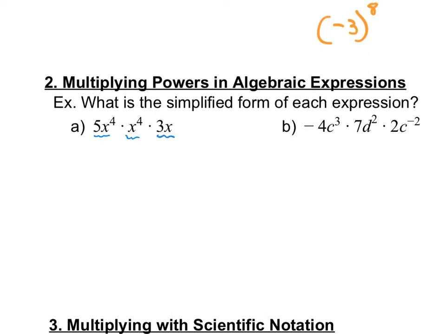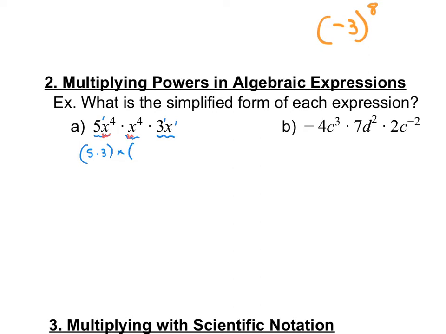Let's just look at it. We have 5x to the 4th times x to the 4th times 3x. And that, of course, is x to the 1st. We also know that that 5 is to the 1st and that 3 is to the 1st. But let's do what we can do. We know that we have 5 times 3 that we can multiply together. And now let's take our like bases.